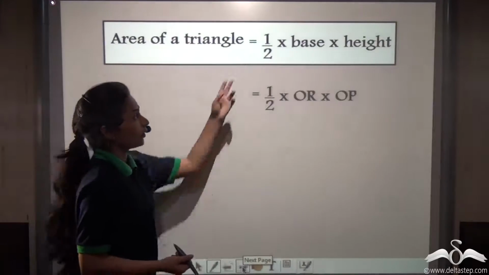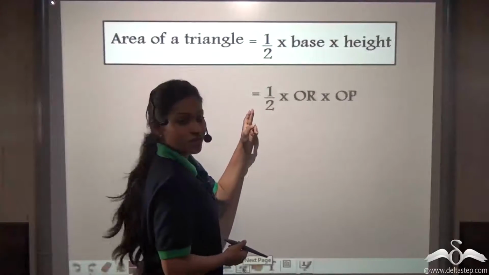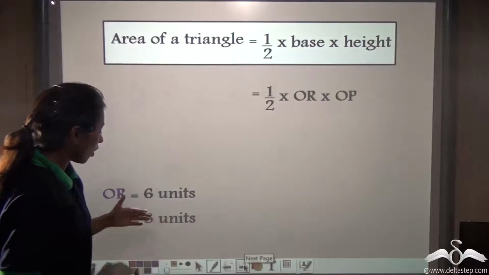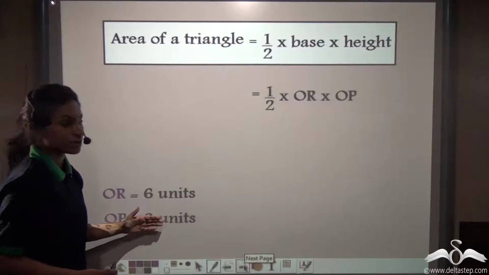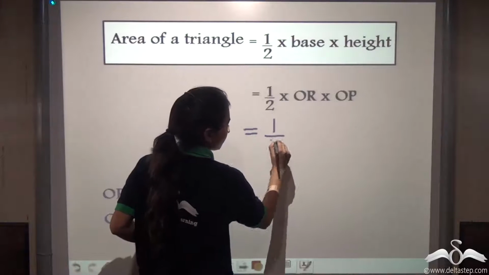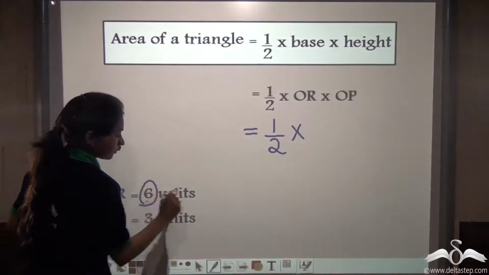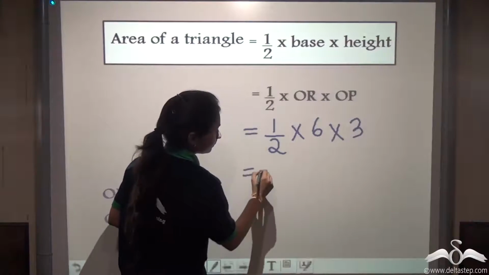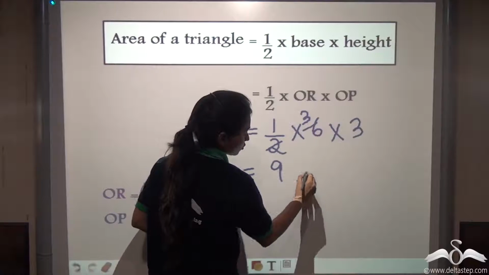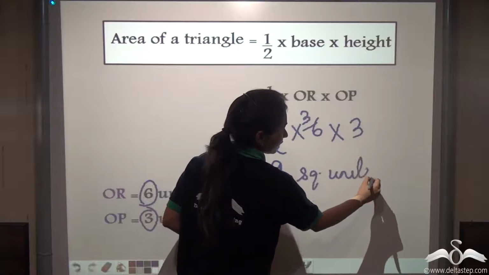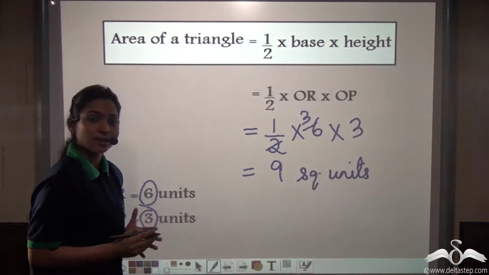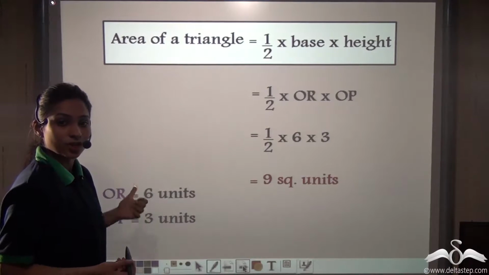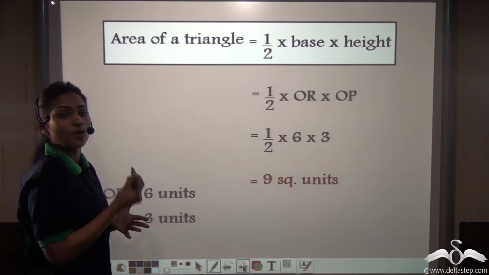Now area of this triangle will be what? Half into base into height, which is half into OR into OP, and we have already calculated OR and OP. Now OR is 6 units and OP is 3 units. Let us substitute their values. OR is 6 and OP is 3. What do you get? 9 square units. Why are we writing square units? Because area is always represented in square units. So this is the area of the triangle that is formed by the equation x plus 2y is equal to 6 with the coordinate axis.